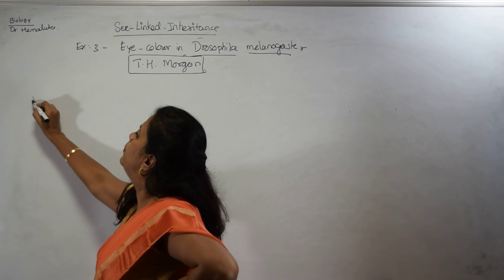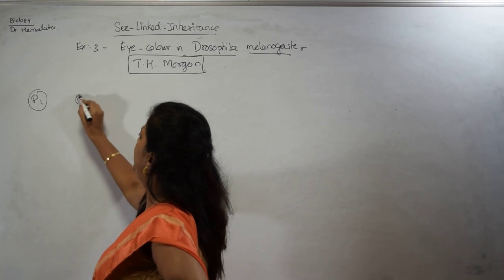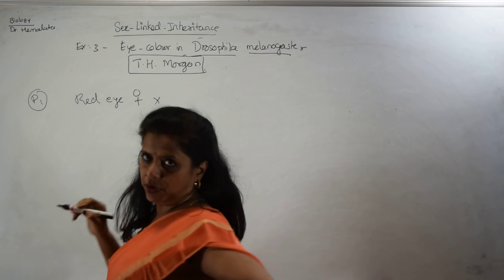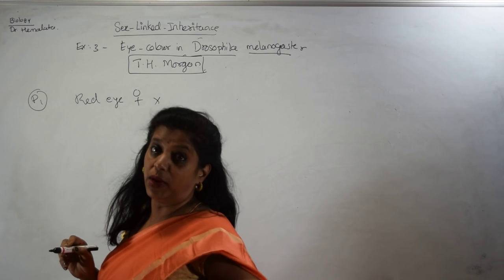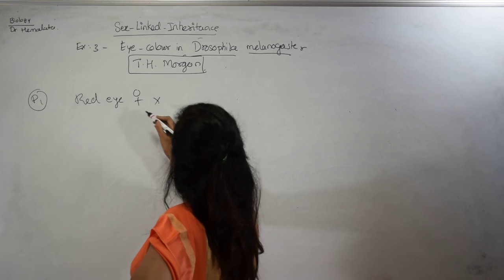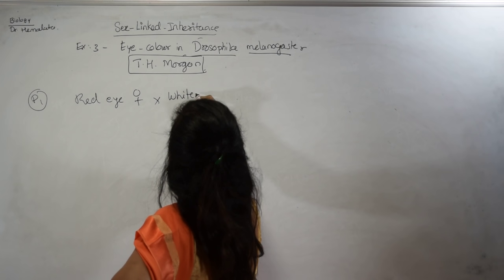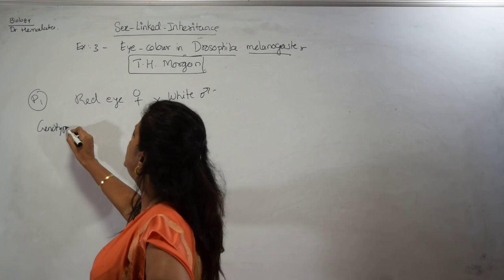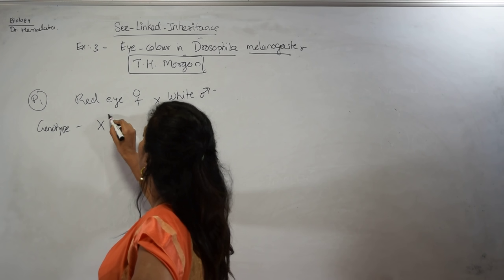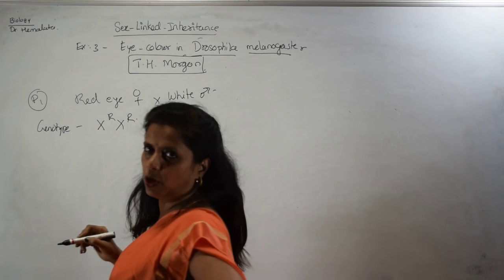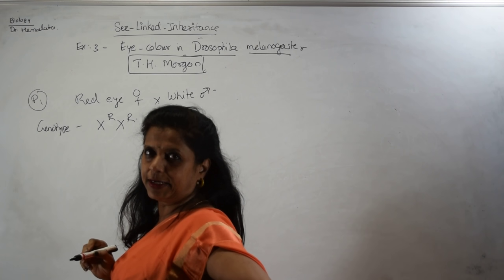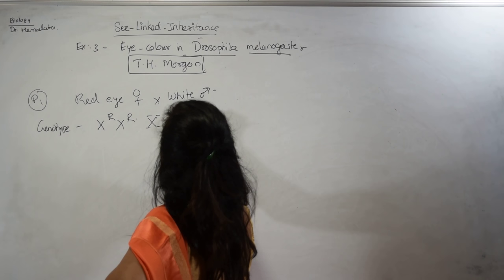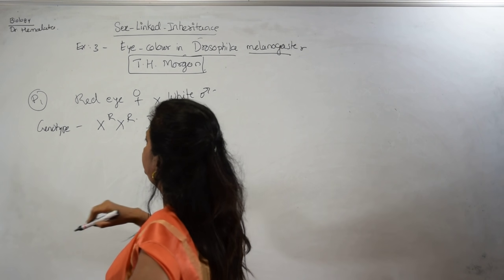The red eye color. P1 he took as a red-eyed female, which is because of wild variety. Earlier I told you wild means they are the original ones, crossed with the white-eyed males. Okay. What is the genotype of this? Genotype will be X capital R, X capital R if you consider, because it is a dominant character, wild character. So it should be capital R crossed with the white character X small r, X small r.